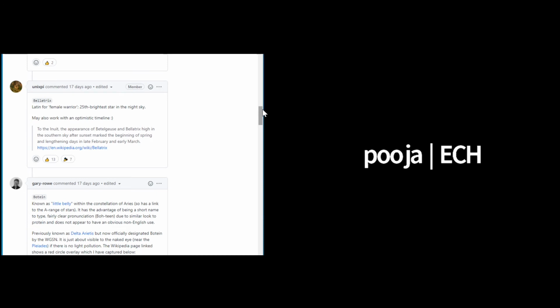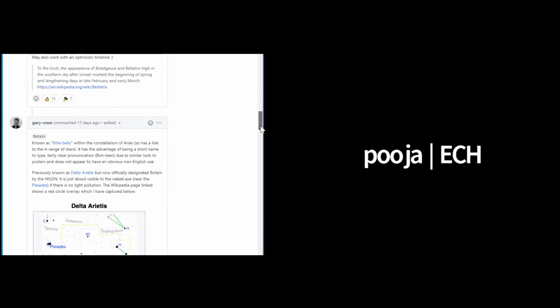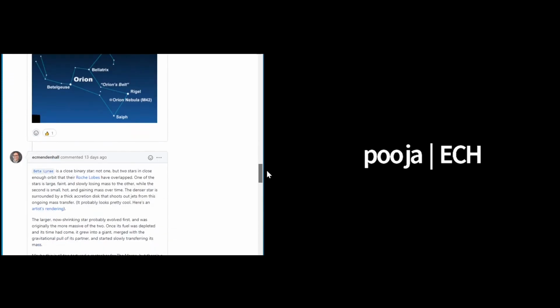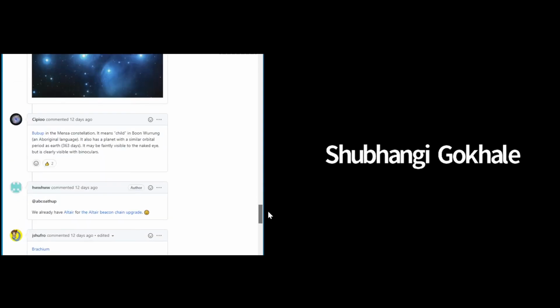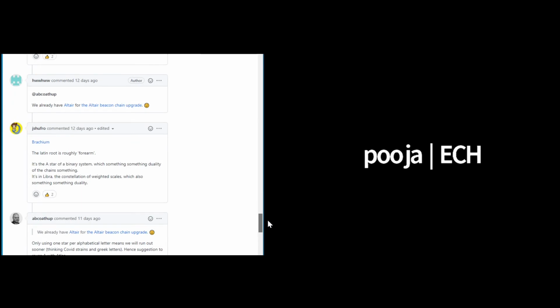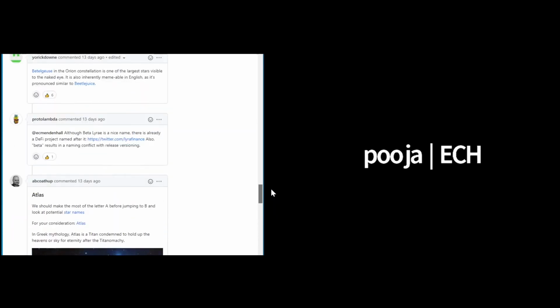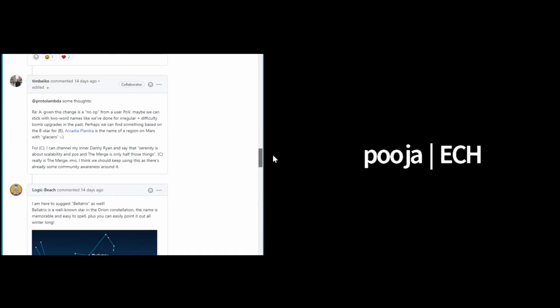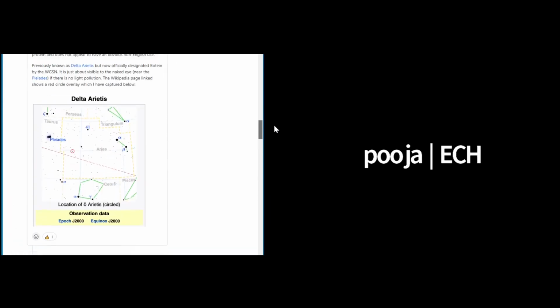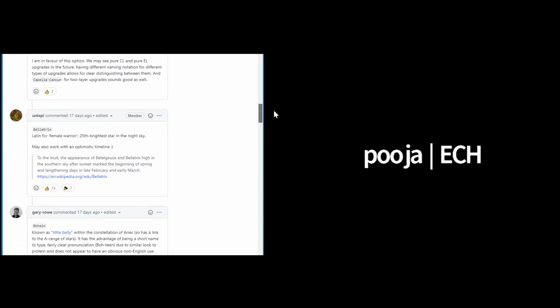Interesting. Looks like today we are joined by mostly female participants, and female names are being liked most. But the Beetlejuice is also quite interesting. It's in the Orion constellation, one of the largest stars visible to the naked eye, which people can actually see. And the development being done on the merge, we are trying to be transparent, so I think they are similar in many ways. But let's give some more time to discuss, and then we can probably come up with a final name.